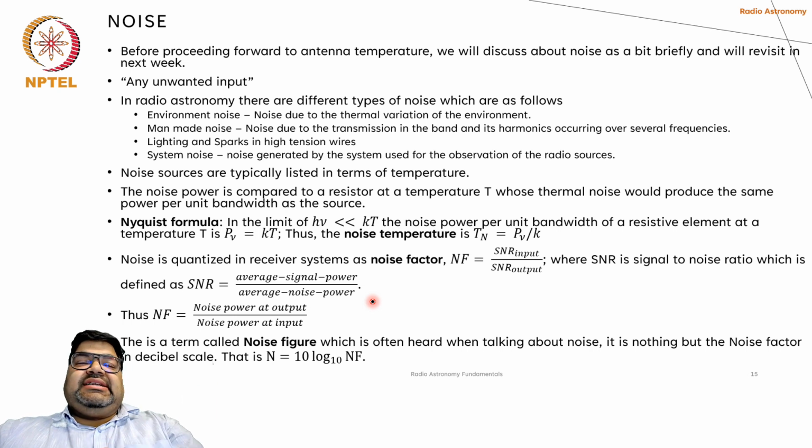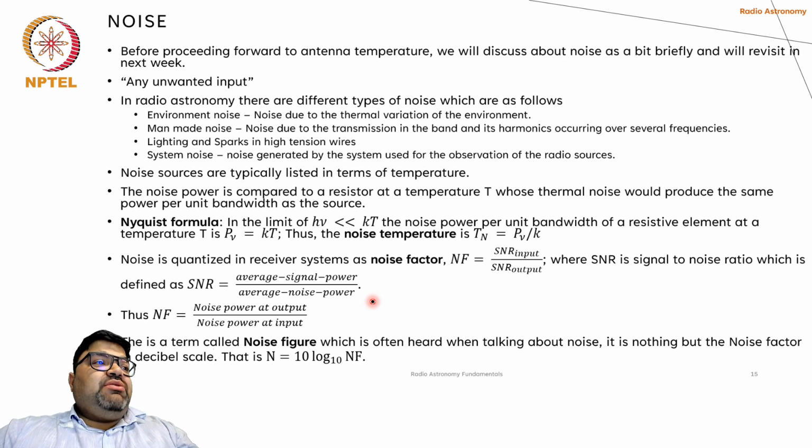We talked about signal, so much of things. Now noise. What is noise? Noise is the unwanted signal which we do not like. It kind of adds to the budget, and our signal should be much higher than the noise in any system.